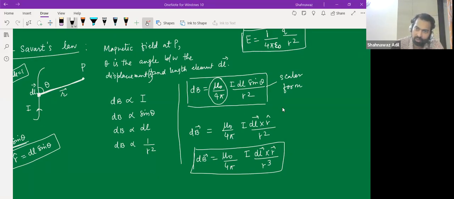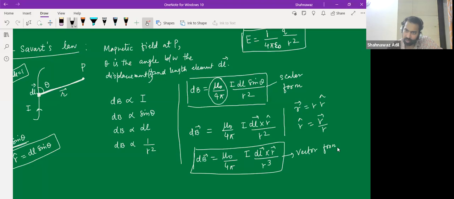Okay. So how can I write dl cross r hat to dl cross r vector? Let me just give you a hint: r vector is r and r hat. So I can write r hat as r vector divided by r. So in place of r hat, I put r vector divided by r. So r vector, and there was r square and then this r, so r cube. So this is called the vector form of Biot-Savart's law.